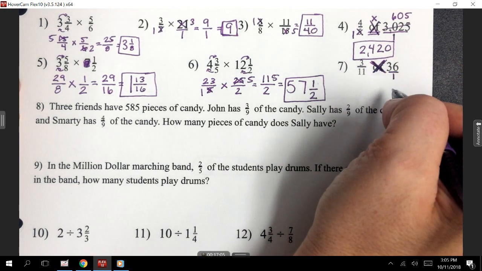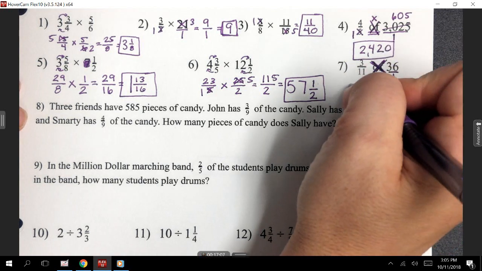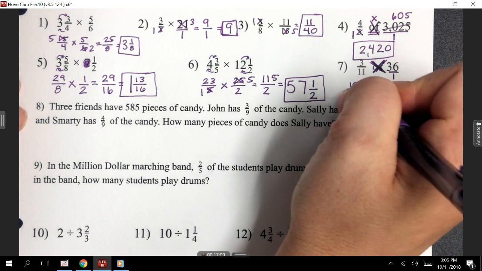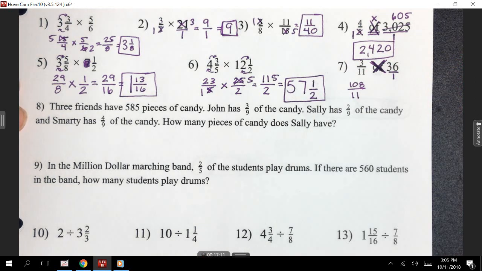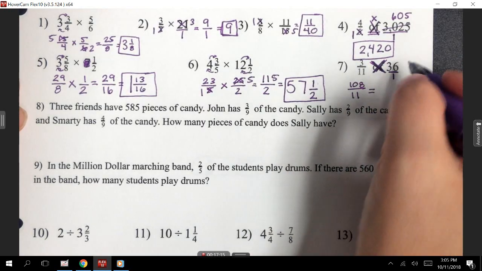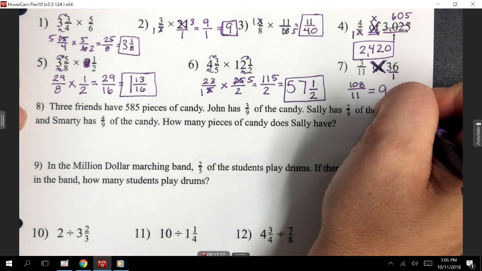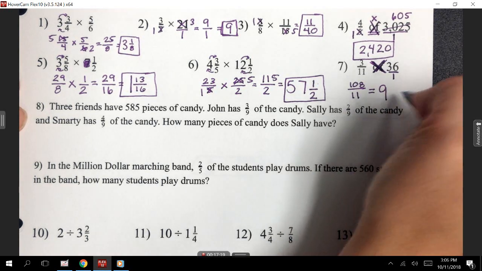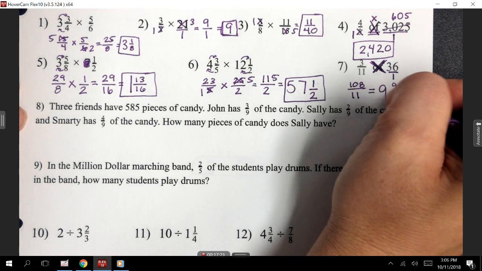So on the top, 3 times 36 gives me 108. On the bottom, I get 11 times 1, which is 11. So when I divide that, again, going to the side, 11 goes into 108 9 times, which is 99. When I get what's left over, that's 9 over 11.